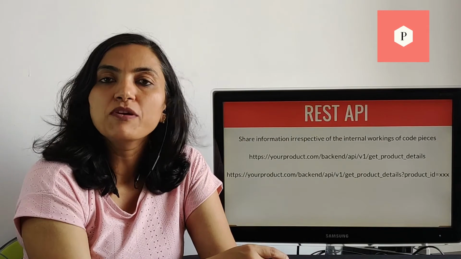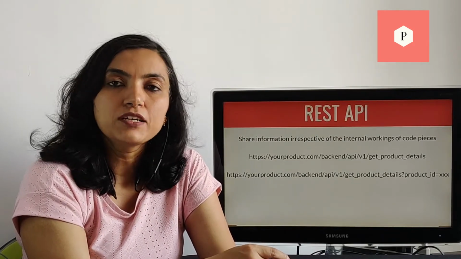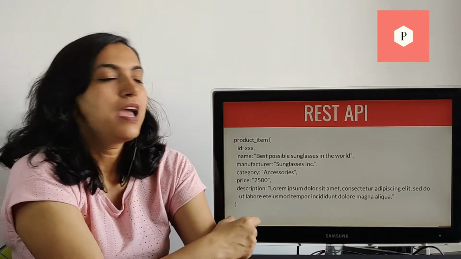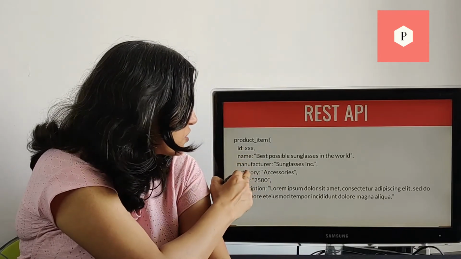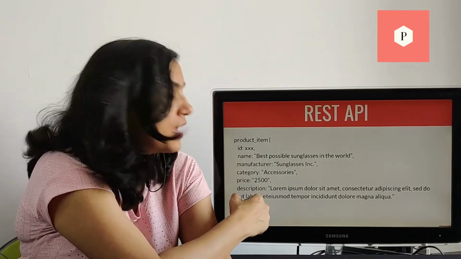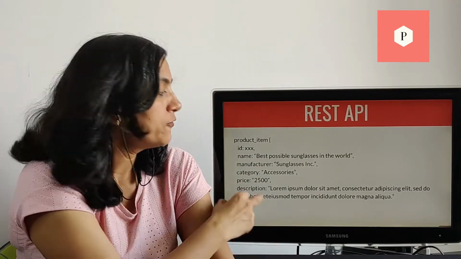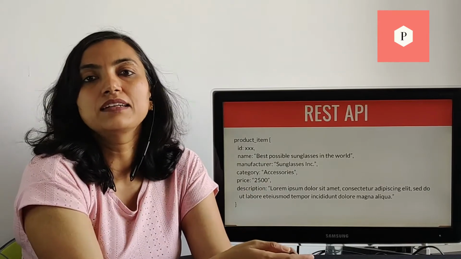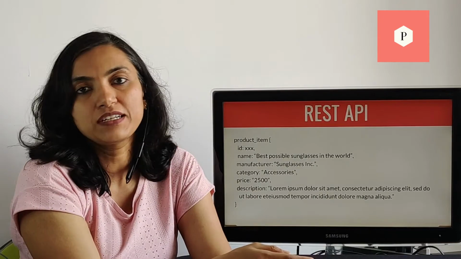One of the most common formats used these days is JSON. So your product information returned by the backend can look something like this, and you can almost read it like English. The ID, name, manufacturer, category, price, description, and any other information that you can think of. Then the front end, whatever language it is in, will read this and then render it according to the design that has been coded in that piece of front end code.